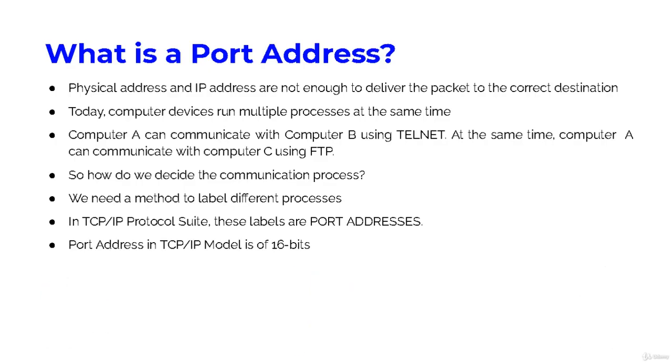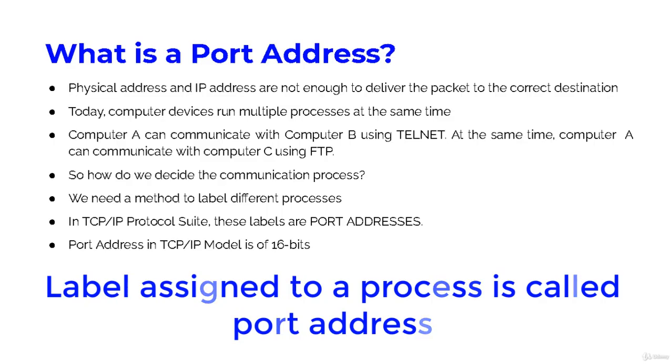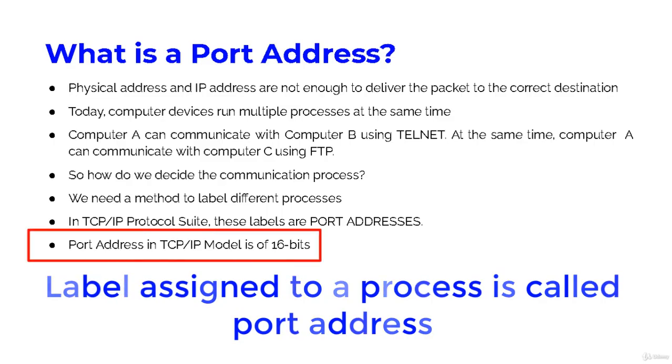For example, computer A can communicate with computer C by using Telnet. But at the same time, computer A communicates with computer B by using FTP. For these processes to receive data simultaneously, we need a method to label the different processes. In other words, they need addresses. In the TCP/IP architecture, the label assigned to a process is called a port address. A port address in TCP/IP protocol is 16 bits in length.